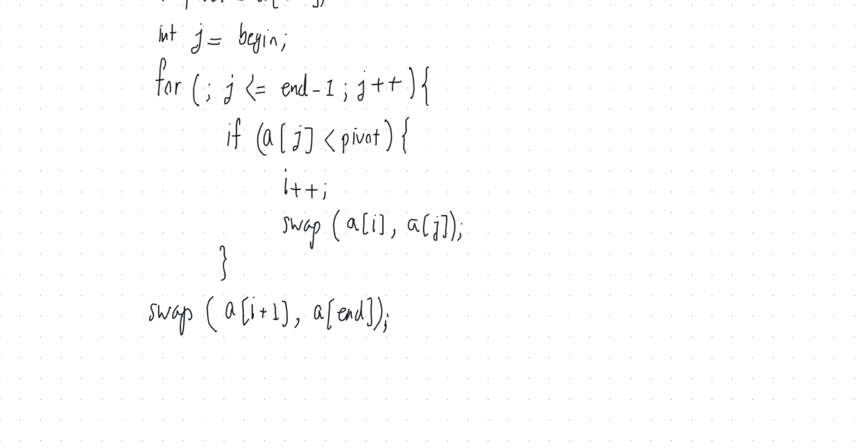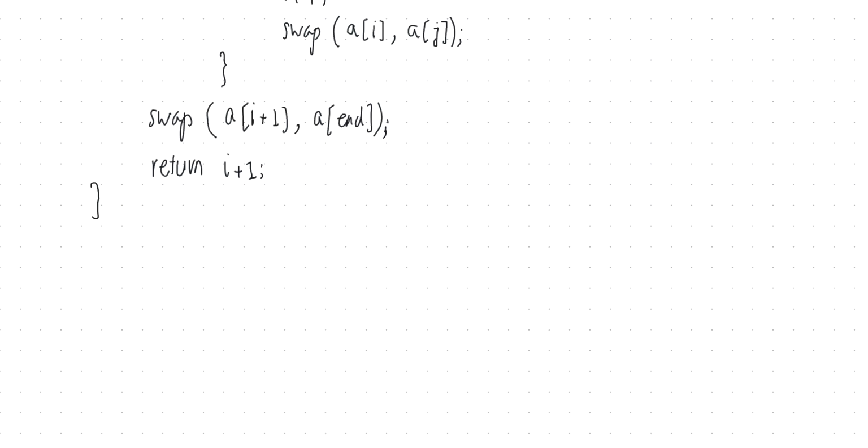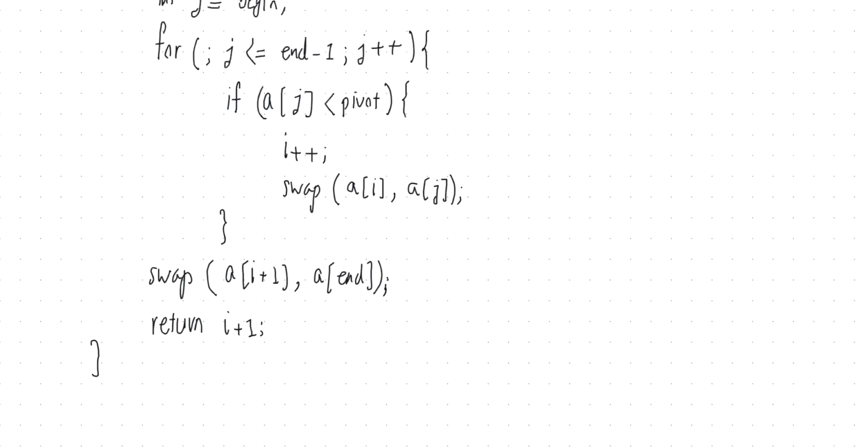Okay, and now we're completely done with rearranging all the elements. The only thing left to do is to return the new index of the pivot, which is I plus 1. Remember, it was at index n. Now it moved to index I plus 1. So there you have it.